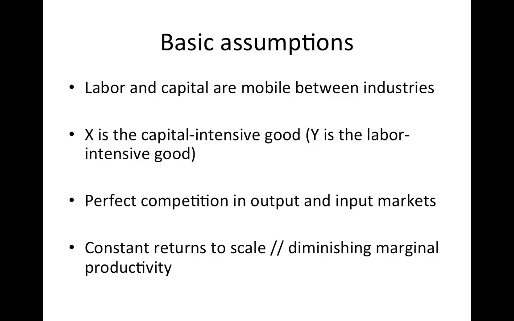So basic assumption, we've got labor and capital mobile between the industries. As in all the videos, we're assuming that X is the capital-intensive good. In other words, that Y is the labor-intensive good. We've got perfect competition in output markets and in input markets. So price equal to marginal cost on the output side. The returns to factors are equal to the value of the marginal product. And finally, we've got, as I mentioned, a fixed technology, but that technology has constant returns to scale and diminishing marginal productivity. So standard neoclassical framework.